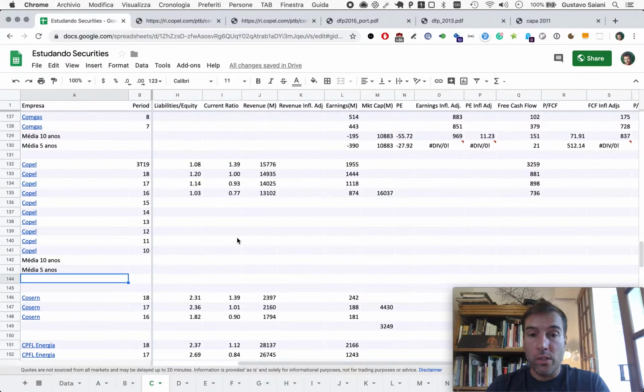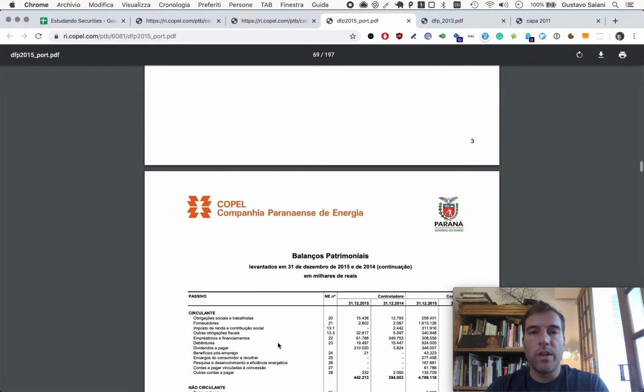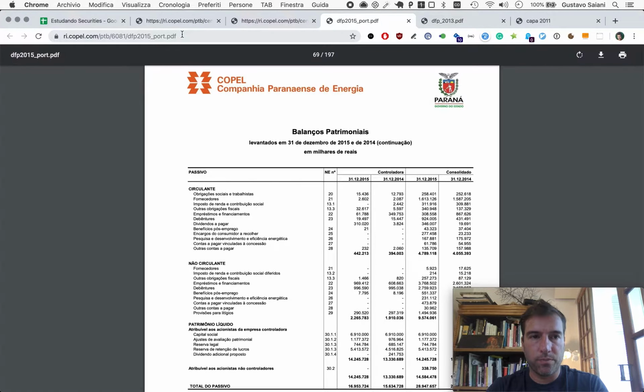So what we want to do today is to get the earnings numbers and revenue numbers for 10 years. Same thing for free cash flow. What I did here was I found the DFPs beforehand. So you will see 2015, 2013, and 2011. And as they have 2 years worth each, we'll use those.